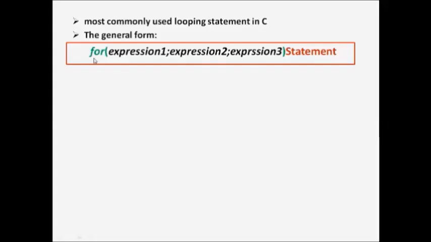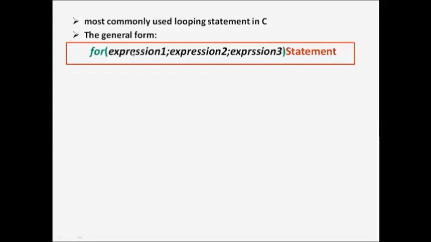First, we write for, and after that, what happens? For is followed by parentheses enclosing three expressions separated by semicolons. And after that, these parentheses are followed by a statement. This statement can be a simple statement or a compound statement.